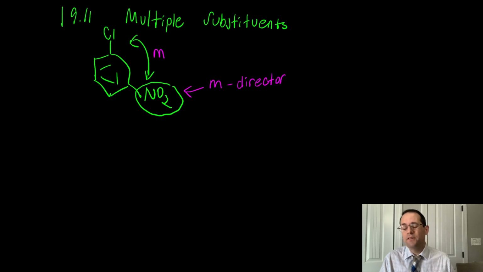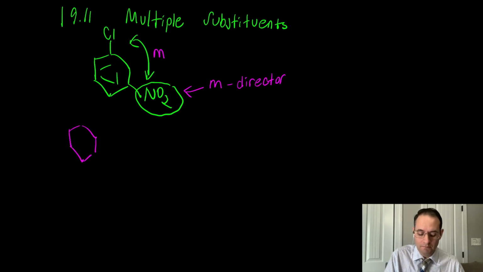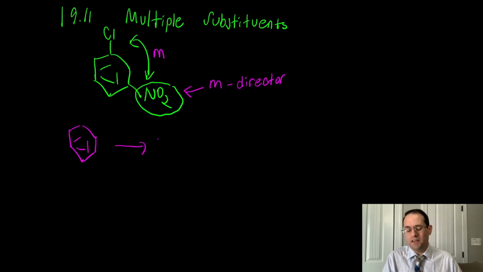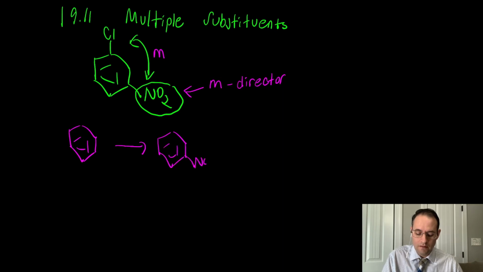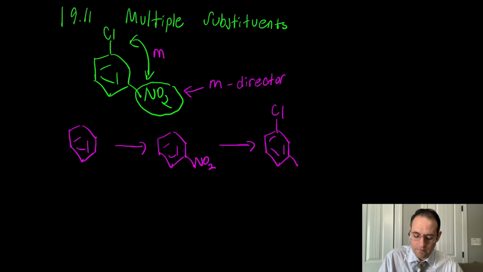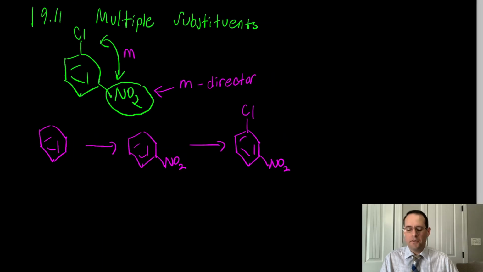So what you want to do is start with benzene, okay, and create nitrobenzene. Now, since the nitro group is known to be a meta director, when we chlorinate this, it'll snap on right in the meta position. Let's look at another example.